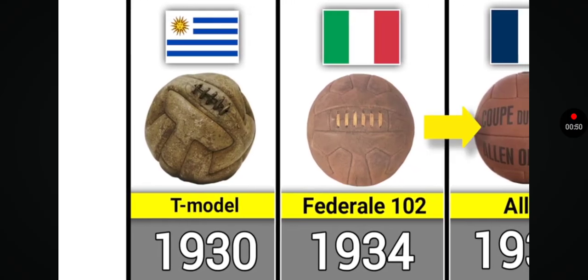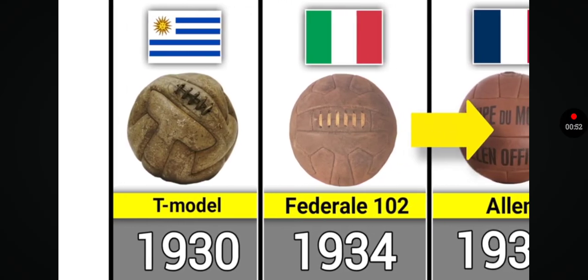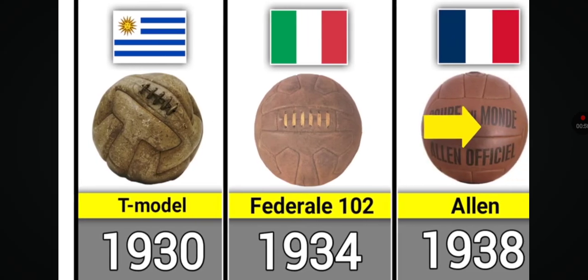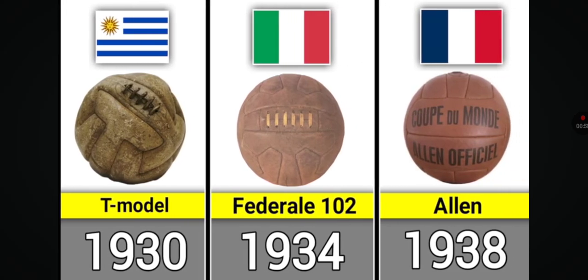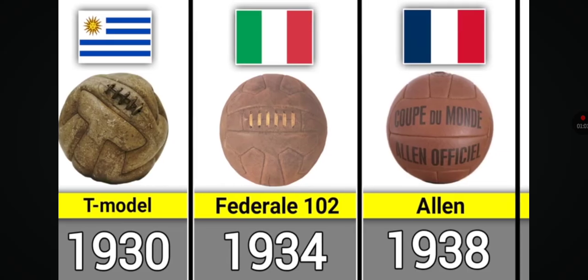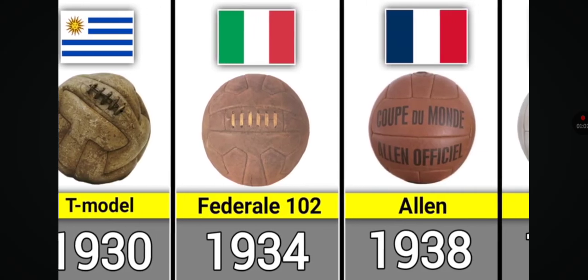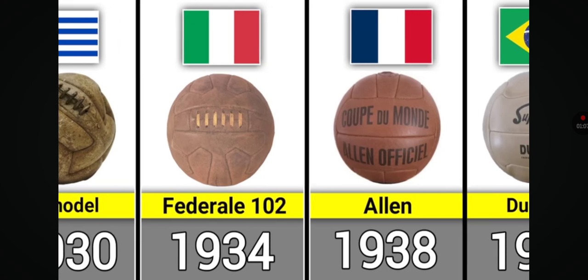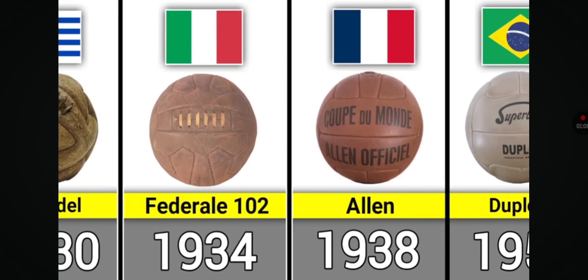1938, Allen. The Allen ball used in France 1938 improved consistency and craftsmanship. Although still made of leather, it was more reliable than earlier designs. Each World Cup was slowly improving the game's equipment. Fans were beginning to see football transform from simple sport into global entertainment.